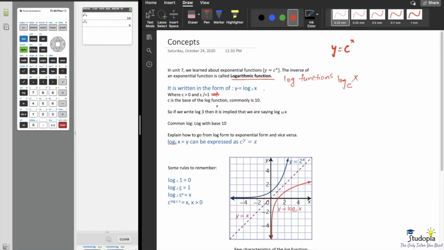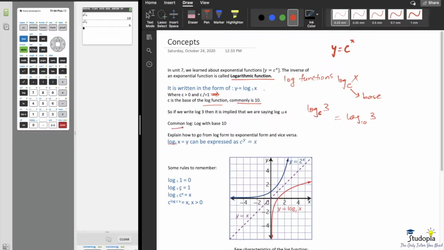C is known as the base of the log function, which is commonly 10. Because it's the subscript, it's pretty easy to remember that this is a base, okay? And it's commonly 10. So if you just write log of 3, without a subscript, it is implied that we're writing log base 10 of 3, okay? So when a base is not actually written down here, it's implied that it's base 10, because that is mostly what a log is when there's no base, okay?